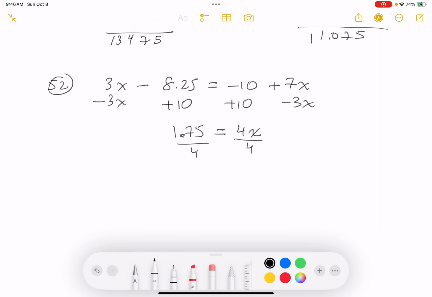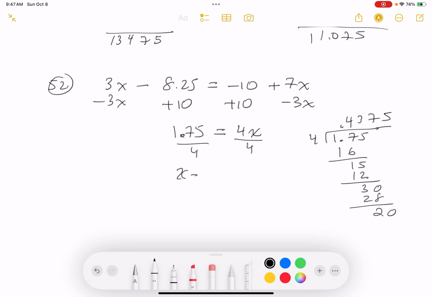And they were speaking in decimals. I should continue to speak in decimals, by the way. All right, so I'm going to say, let's see, 4. 4 times 4 is 16. Then I get 1, 5. I'm going to say 3. 3 times 4 is 12. And then I get 3. Let's see, 7. That's 28. And then I get 2. And that looks pretty easy. That's 5. So what do I get? I get x equals 0.4375.